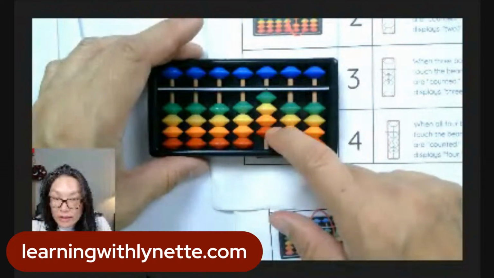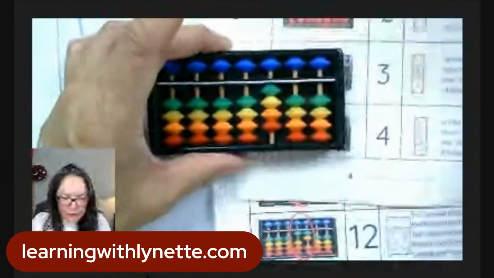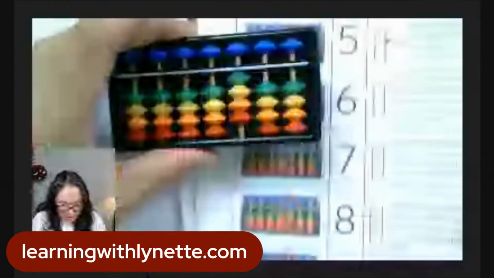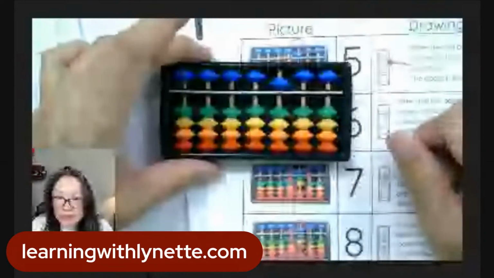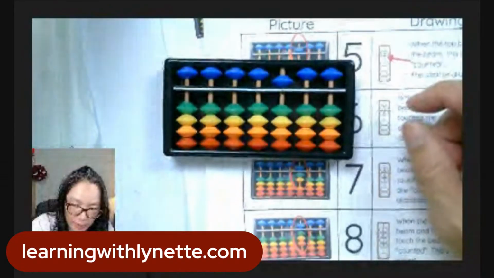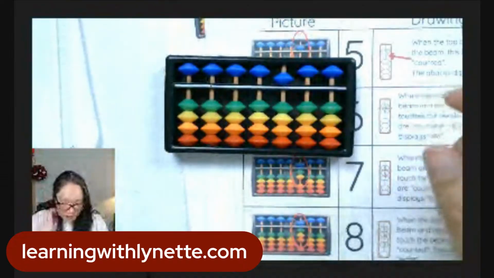Now, if we look, we're like, wait a minute, we don't have 5? Yeah, we have 5. You know what 5 is? 5 is not that. 5 looks like this. 5 is always going to be the top bead. Yep, the top bead will always be 5, no matter what. So when we look, we have 5.